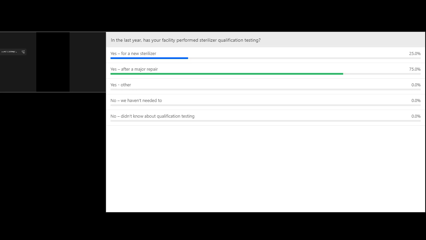You know, sometimes in the clinic market, the tabletop sterilizers are small enough that they might actually go out for repair, and you might receive a loaner device, and you probably want to qualify that loaner before you start using it, and then requalify your sterilizer when it comes back as well. Thanks for sharing that. Great to hear that everybody's aware of the need to do qualification testing.